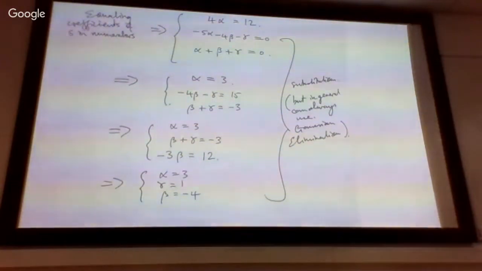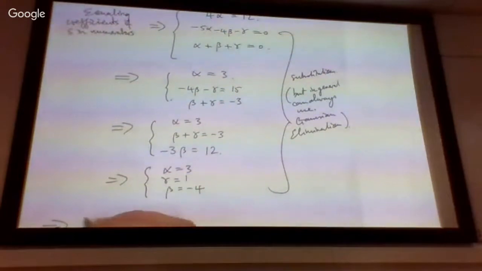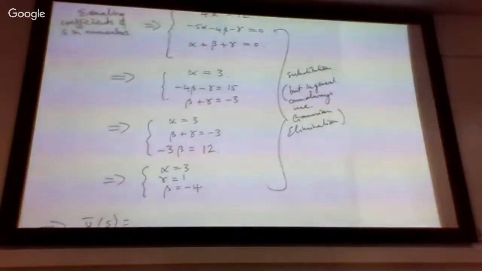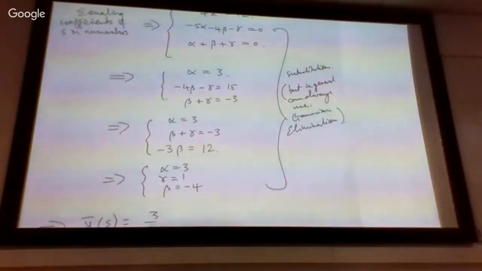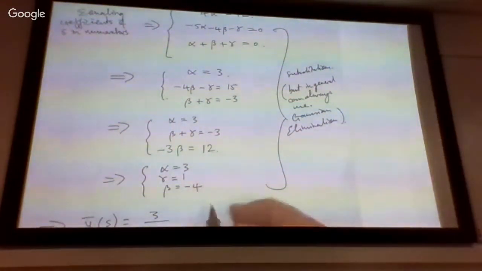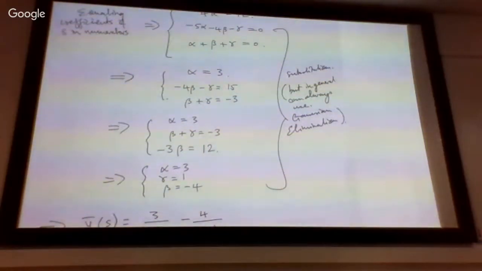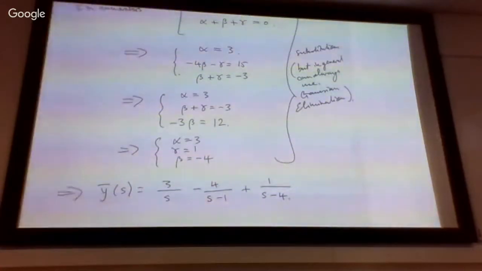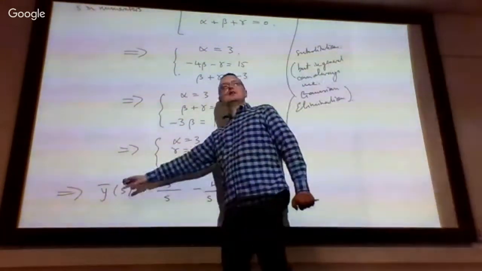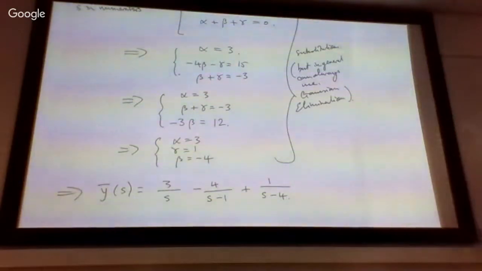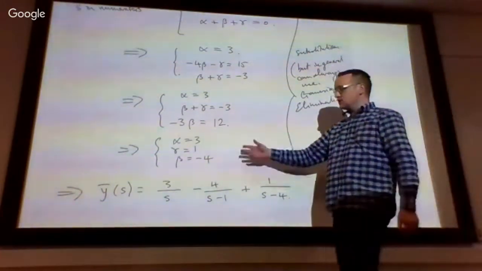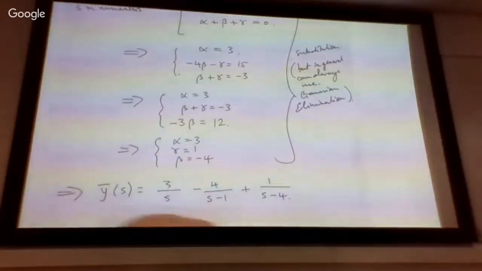So I've now determined these three unknown constants, so I now know what the function y bar is exactly in this much simpler method. So if I write down the three fractions I had, and I now know the numerators, so alpha is 3, so it's 3 over s plus beta, so minus 4 over s minus 1, plus gamma, so plus 1 over s minus 4. So it's still the same solution y bar of s, but I now have it in a better form for taking its inverse transform. Okay, I now have its partial fraction expansion as simpler rational functions. So now I can go ahead and take the inverse Laplace transform of both sides.